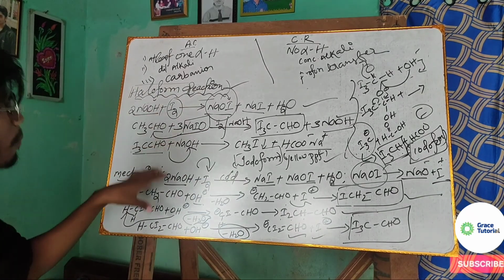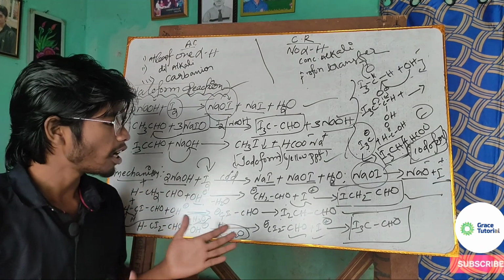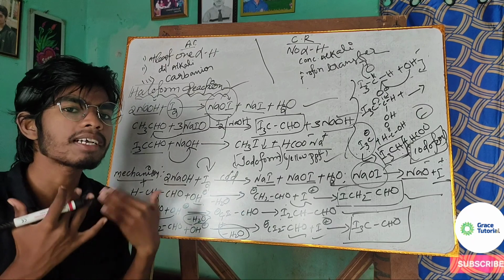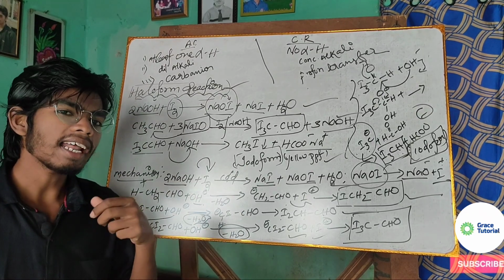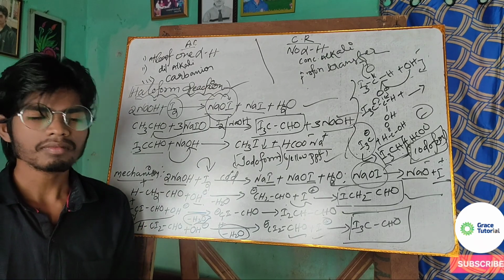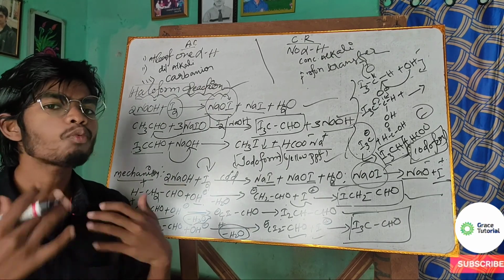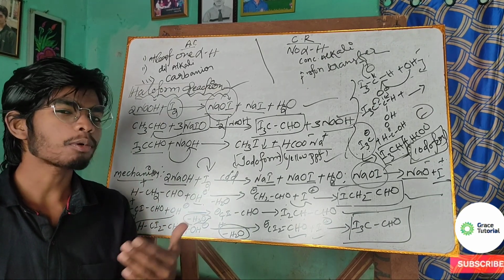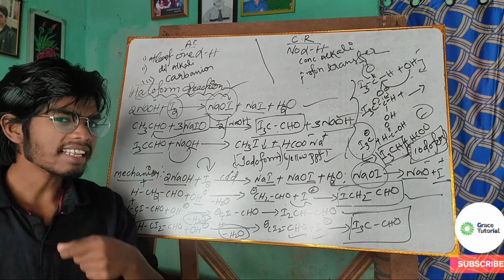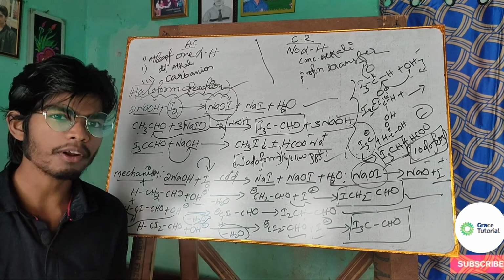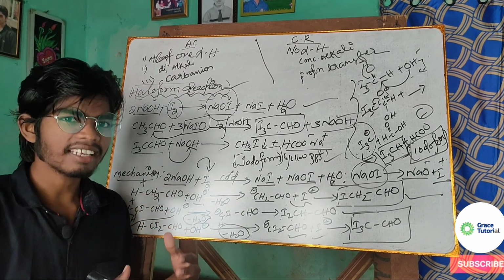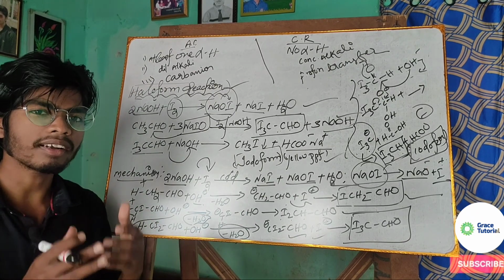So this is all about aldehydes, ketones, as well as their various chemical reactions. And here we have completed the aldehydes and ketones portion. In this unit we have one more portion, that is carboxylic acids. In the next video lecture, we will discuss carboxylic acids, the methods of preparation, and the physical properties as well as the chemical properties in a very detailed and systematic manner.